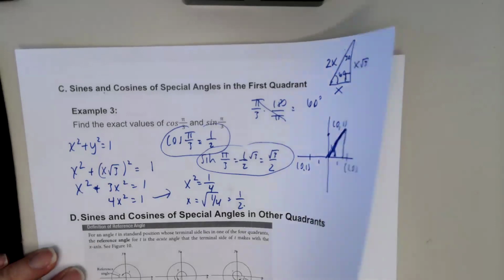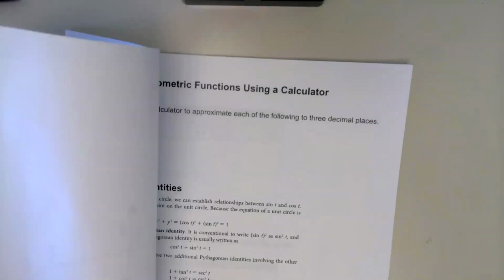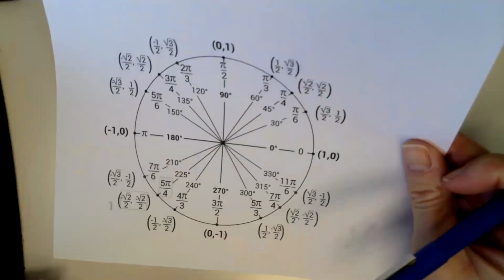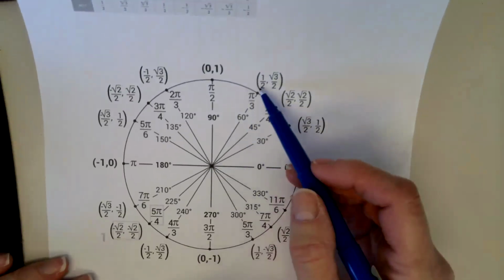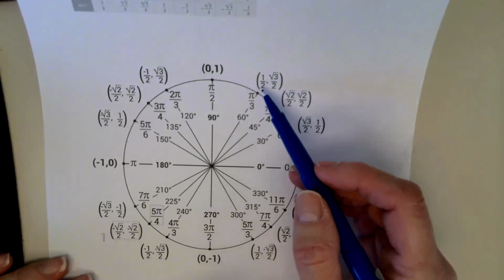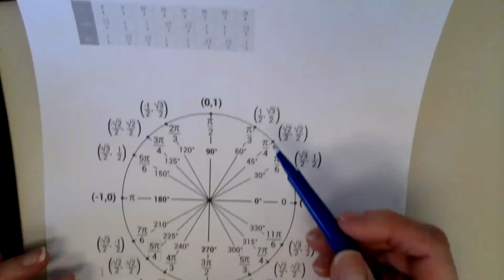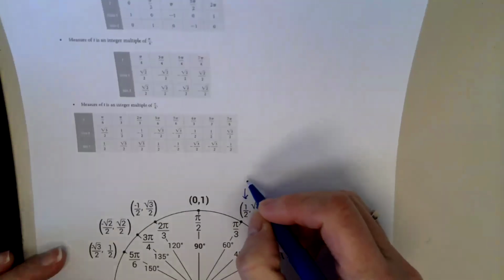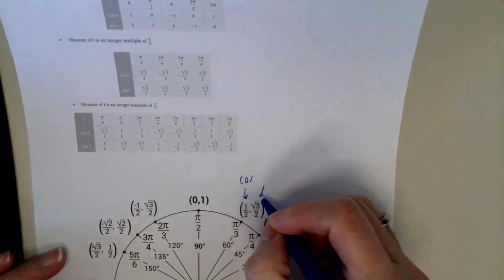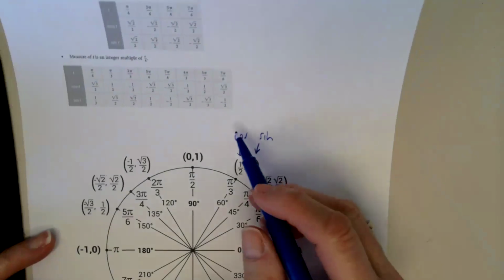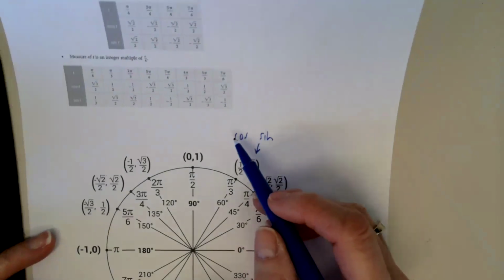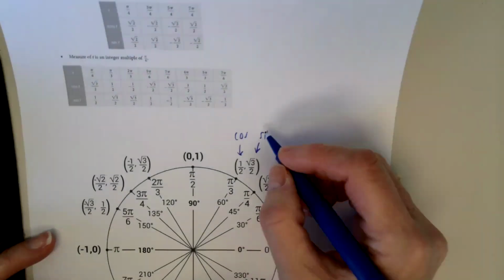Now, all of these are actually at the end of this lesson, which I recommend that you print out and make available for yourself because you're going to be using these. You can see at 60 degrees, cosine is 1/2, and sine is the square root of 3 over 2. That is cosine, and that is sine. Think of it alphabetically, C comes before S, so it's always cosine on the left and sine on the right.